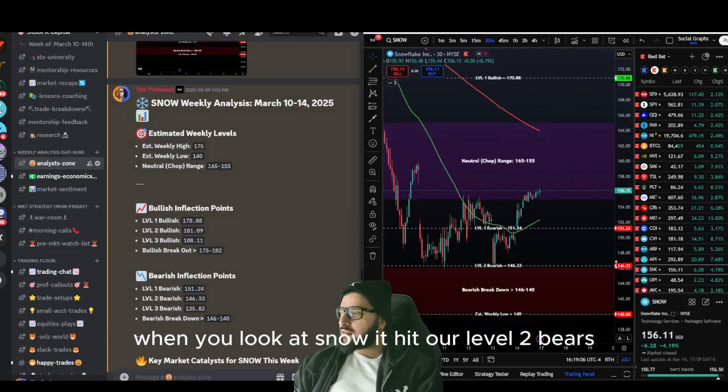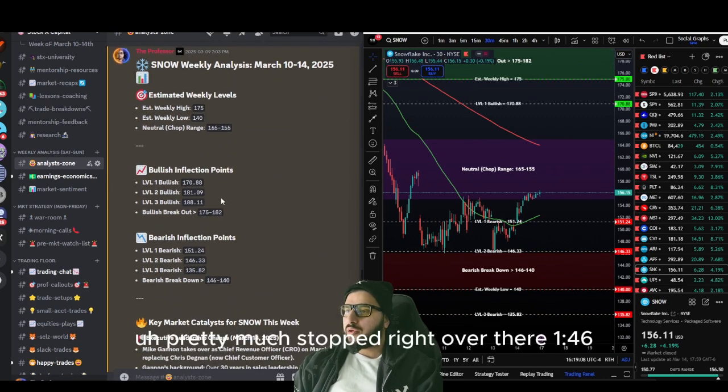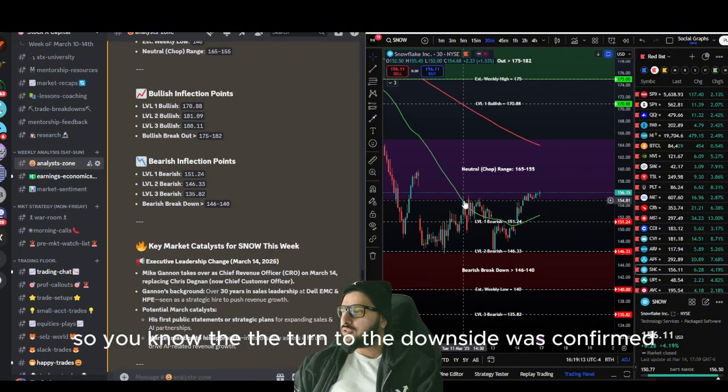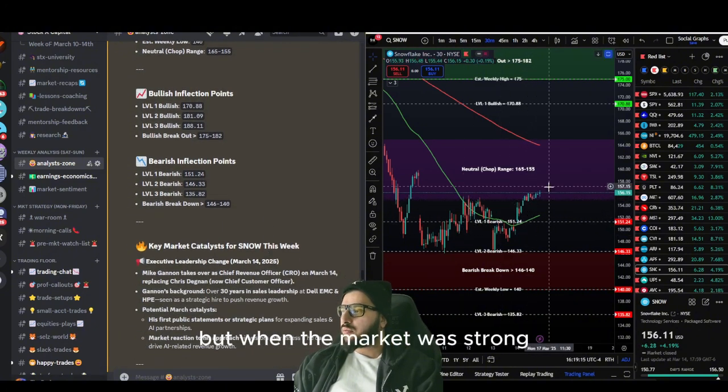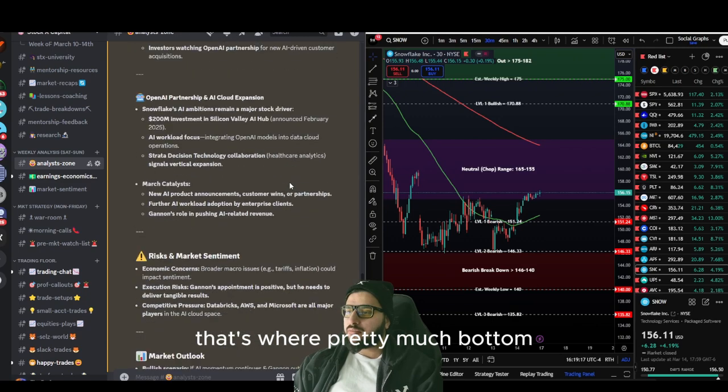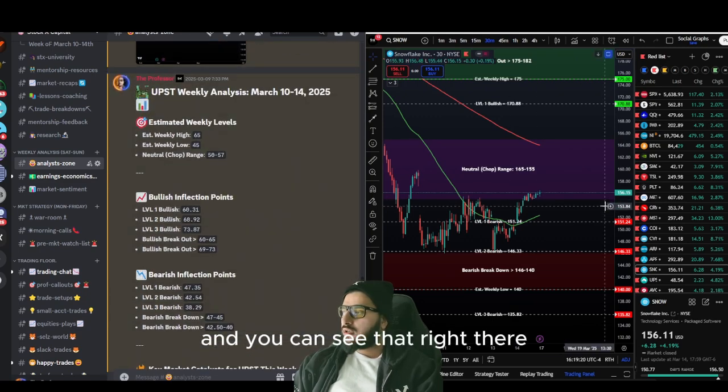Snow, when you look at Snow, it hit our level 2 bearish, and stopped right over there at 146. So the trend to the downside was confirmed, but when the market was strong, that's where it bottomed. You can see that right there.